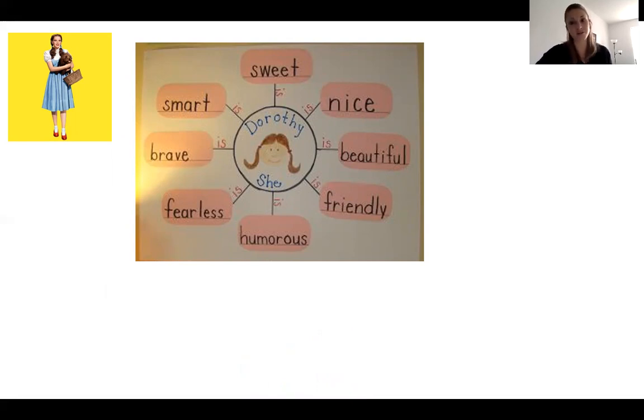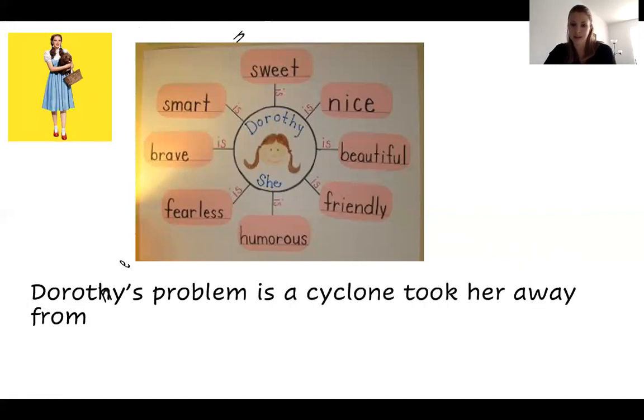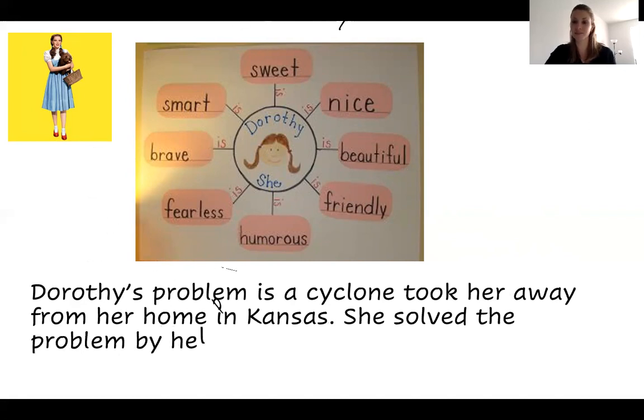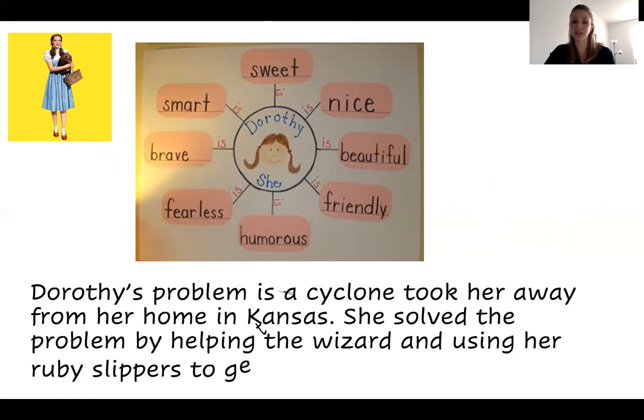Then, of course, I have to write and answer the questions about her problem in the story. So I wrote, Dorothy's problem is a cyclone took her away from her home in Kansas. She solved the problem by helping the wizard and using her ruby slippers to get home. So I wrote not just the problem, but also how she solved it. And in my picture and representation, I have my character traits to describe her.